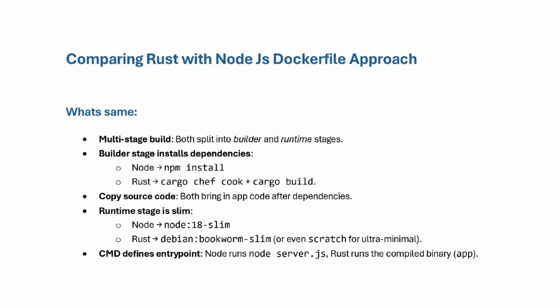The runtime stage is slim, which means Node has Node 18 Slim. Rust has Debian Bookworm Slim, or even Scratch for ultra minimal. CMD defines the entry point. Node runs node server.js. Rust runs the compiled binary.